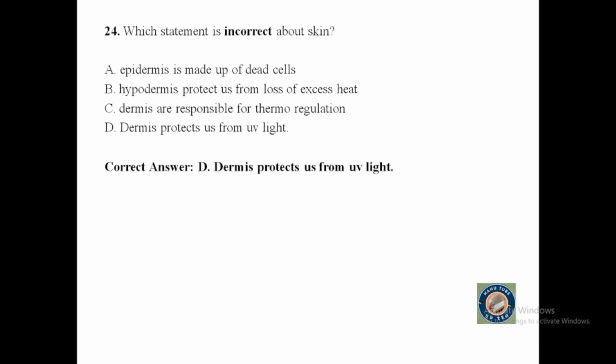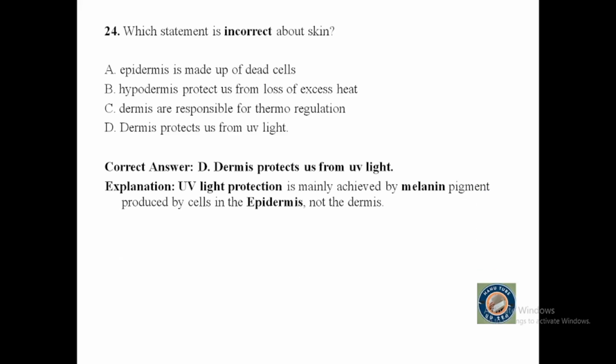The answer is dermis protects us from UV light. The ultraviolet light protection is mainly achieved by melanin pigment, produced by cells in the epidermis, not the dermis.